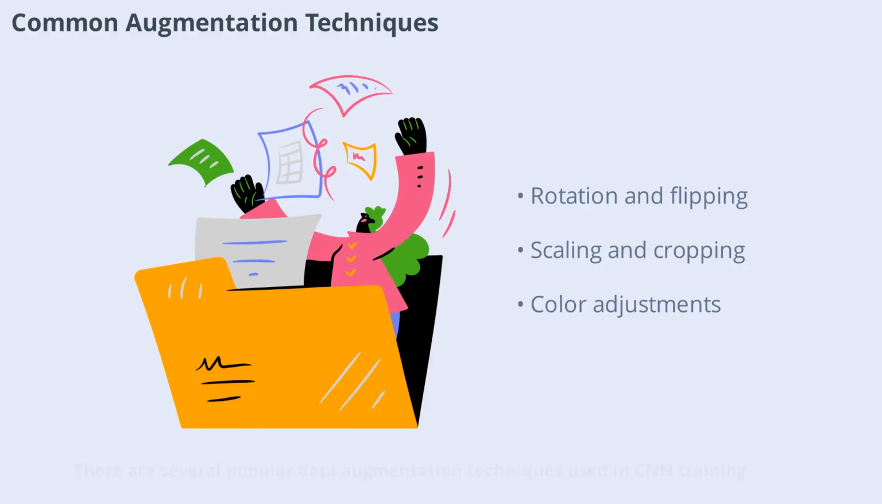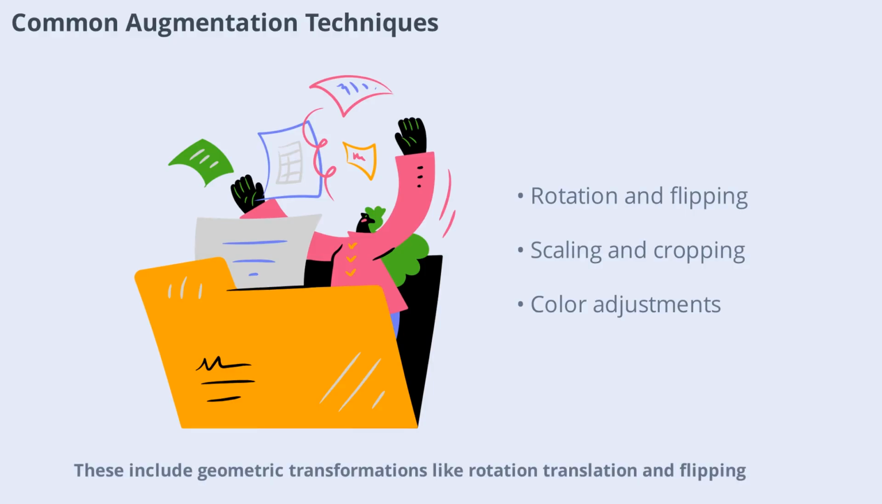There are several popular data augmentation techniques used in CNN training. These include geometric transformations like rotation, translation, and flipping, as well as color adjustments such as brightness and contrast changes. Each technique introduces unique variations, helping the model become more resilient to changes in input data. By combining multiple augmentation methods, we can create a rich and diverse training set that better represents real-world scenarios.